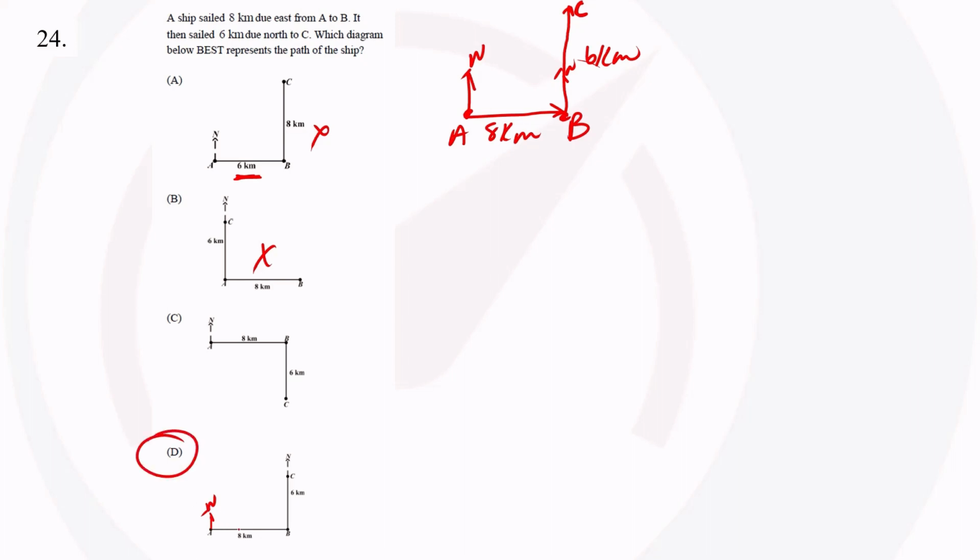We're going 8 kilometers due east from A to B, and then put the north line here, so again good, because you're moving from B now to C, 6 kilometers. So our answer is going to be B.